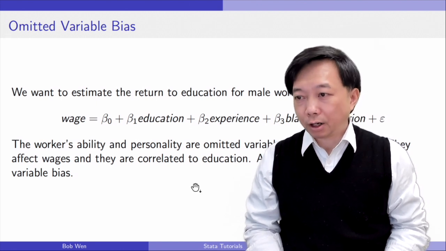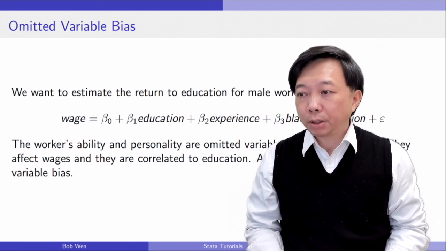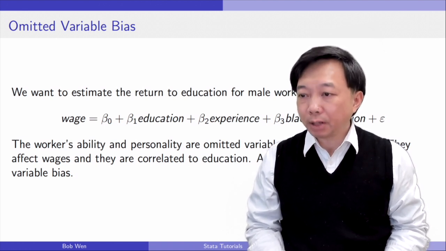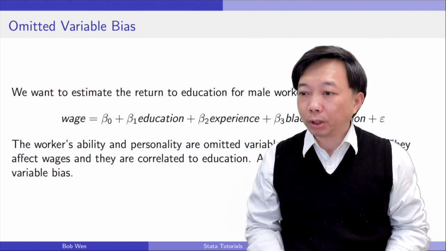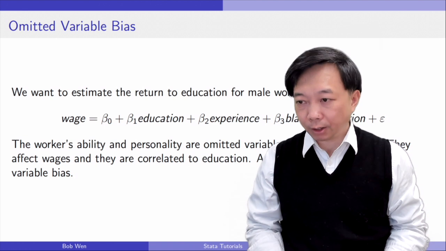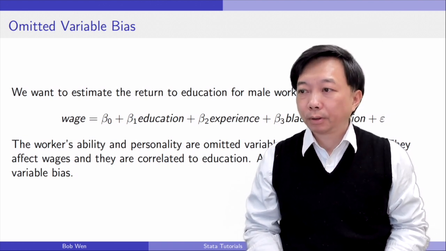The unobserved factors, such as the worker's ability and personality, are called omitted variables and become elements of the error term. The worker's ability and personality are likely to affect the wage they earn and also relate to the worker's educational attainment. If this is the case, the OLS estimate of the return to education will be biased. In other words, the estimate is not expected to equal the true parameter beta 1.